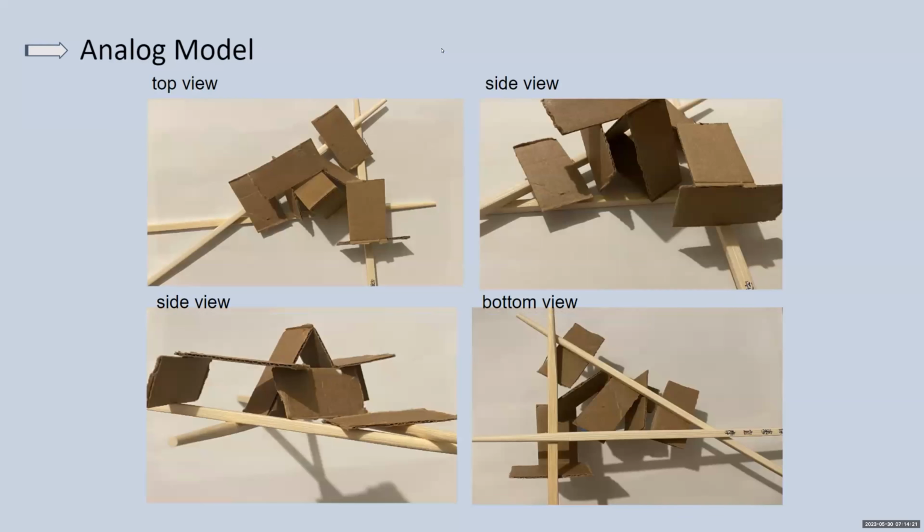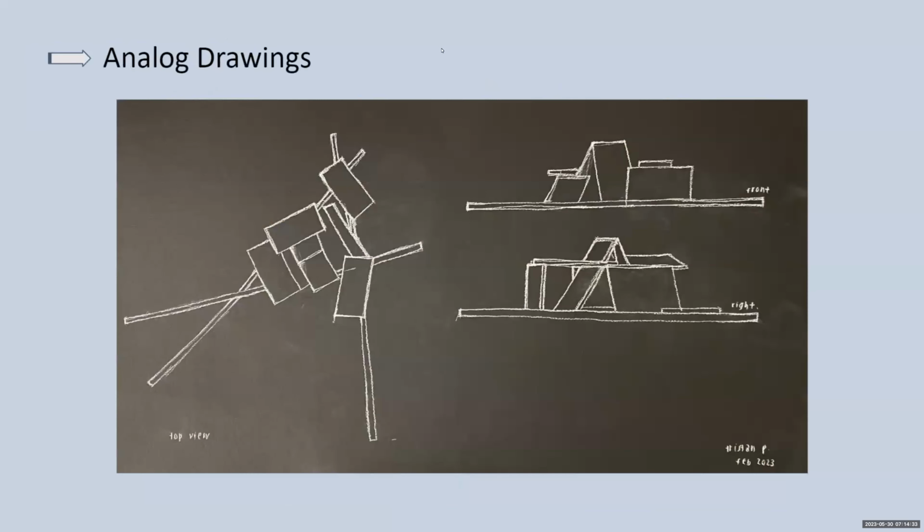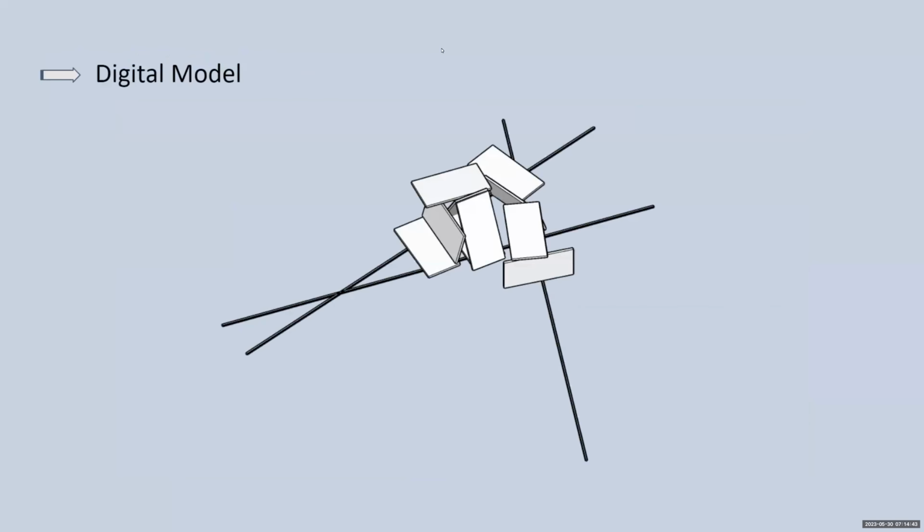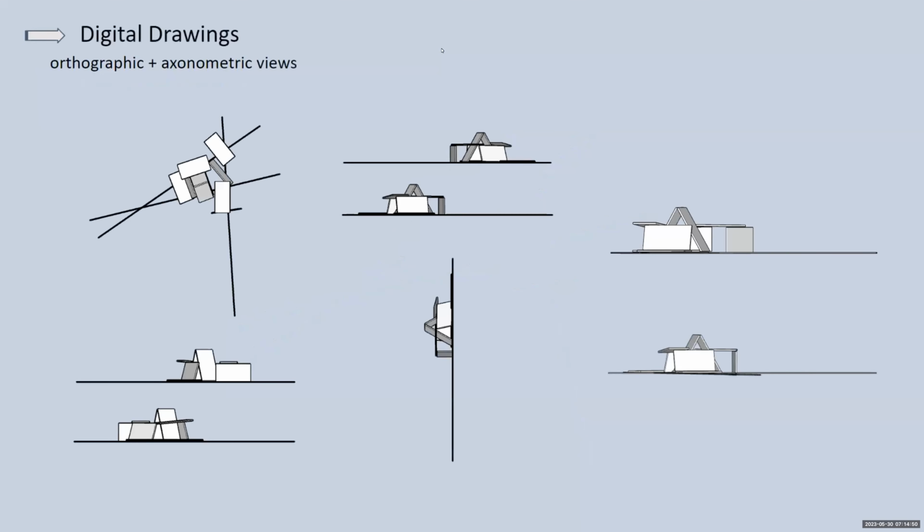So this is my project. I used cardboard to cut out these rectangles. I believe they're 1 by 2. And I just made a composition. And there's my analog drawings. We used white pencil on black paper. And then we went to SketchUp and we put our model in 3D. And so here are some of the orthographic and axonometric views.